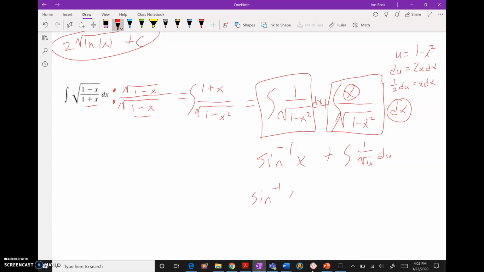So the inverse sine of x plus the integration of this. We said that's a u to the negative 1/2, so it becomes a negative. Lost my train of thought here, folks. u to the negative 1/2 integrated is u to the 1/2, times 2. There we go. Minus 2 times the square root of, oops, I know what I'm doing wrong, the square root of 1 minus x squared. There we go. Plus c. And there's my second half.